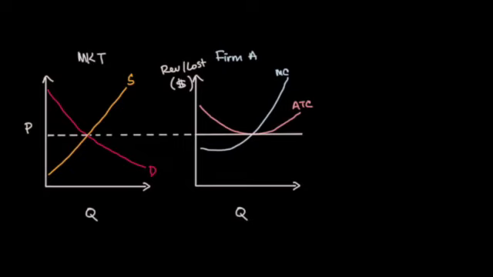You can shutter factories or you can build factories in the long run. Now, in previous videos, we talked about that in the long run, in a perfectly competitive market, the firms that operate in that perfectly competitive market are going to be operating at zero economic profit. And you see that example right over here.